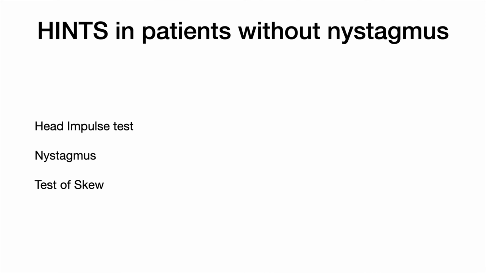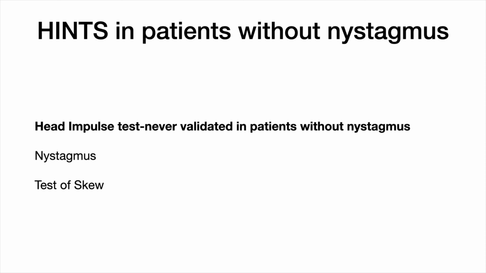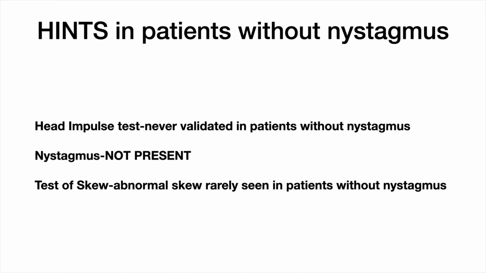Here's another way to convince you that the HINTS exam is of no use in patients without nystagmus at rest. The HINTS exam is the head impulse test, nystagmus, and test of skew. And we just said that the head impulse test is unreliable in patients without nystagmus. And just to be clear, there's no nystagmus in patients without nystagmus, so that can't be useful. And what about the test of skew? I asked Jorge Kattah, lead author and principal examiner of patients in the HINTS studies, and he said it's very rare to have patients with an abnormal skew who don't have nystagmus. So every single component of the HINTS exam is either eliminated or compromised when applying them to patients without nystagmus.